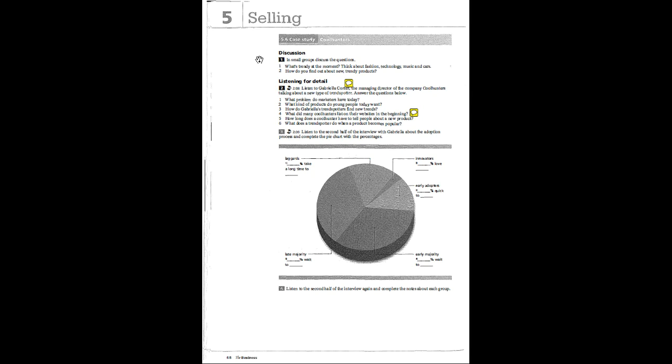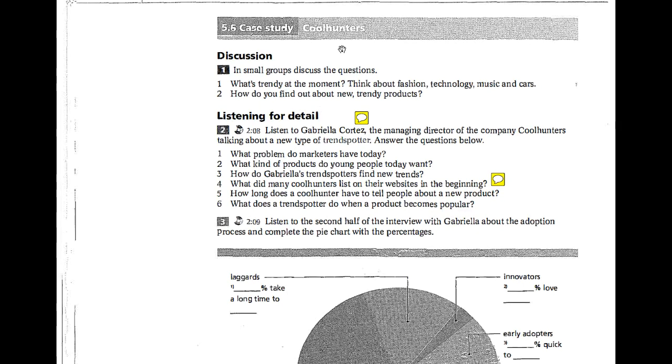So let's continue now with the second hour, 5.6 case study, cool hunters. First, you have the word here, cool hunters. So what is a cool hunter? You have it here. A cool hunter is a person whose job is to make observations or predict about new styles and trends. So a cool hunter is somebody who predicts new styles.